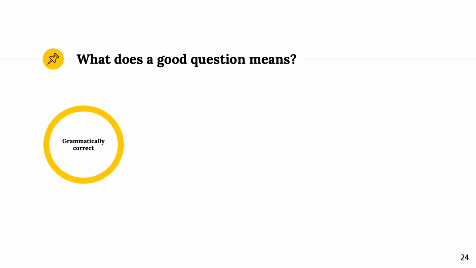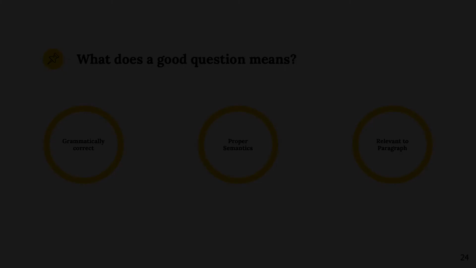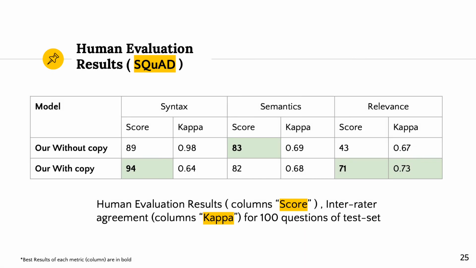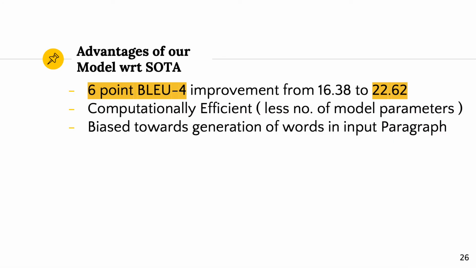So a good question for us means it should be grammatically correct. It should have proper semantics and be relevant. So we did some human evaluation, and here also we saw that it generates 94% syntactically correct questions, whereas 71% of the questions are relevant. So these are the advantages of our model. It gets a decent improvement in BLEU-4 score from the previous model, and it is computationally efficient, in that it requires fewer parameters to be trained, and it is also biased towards generation of words from the input.